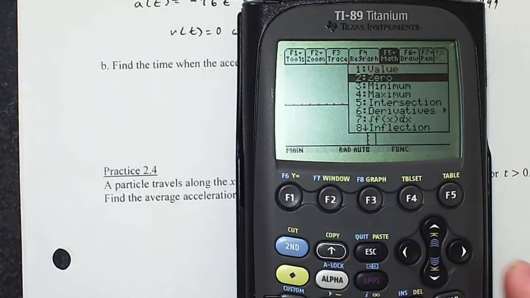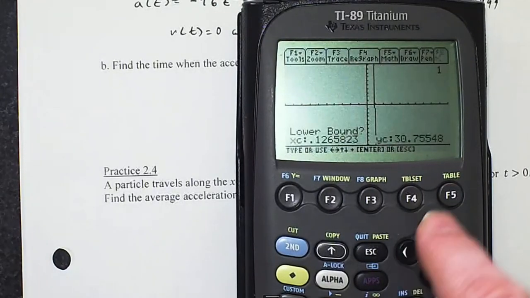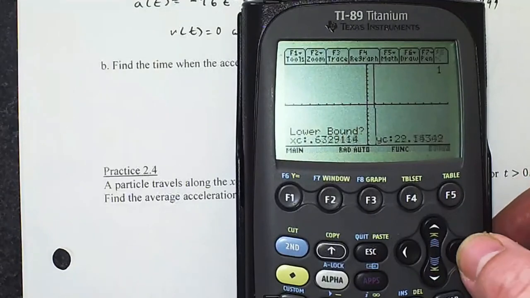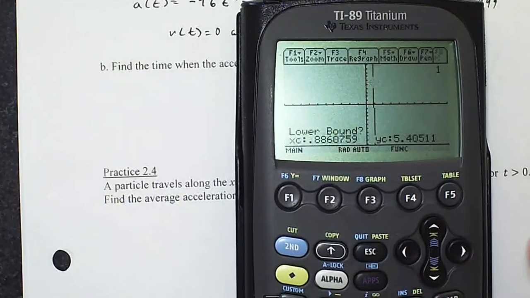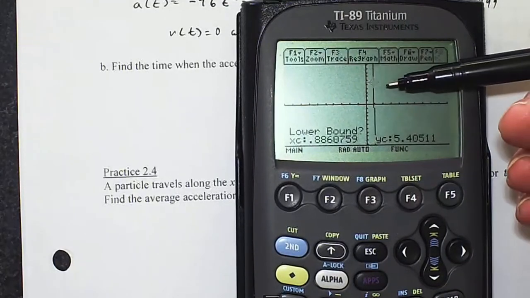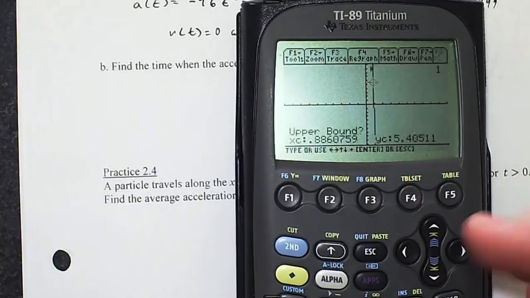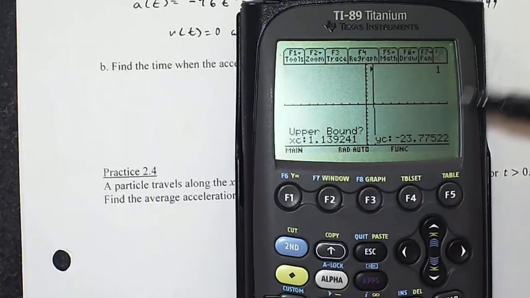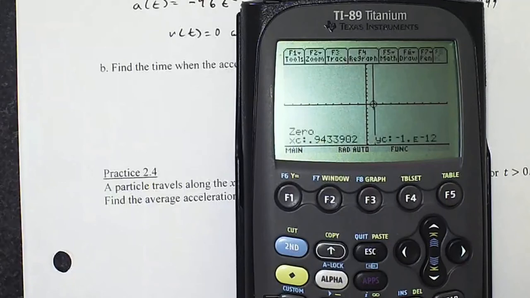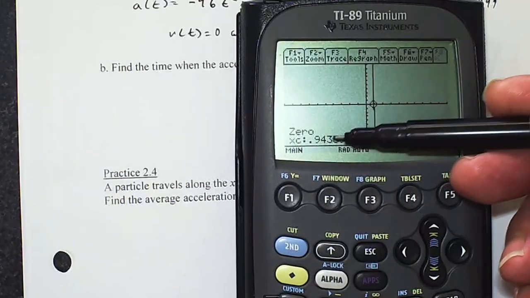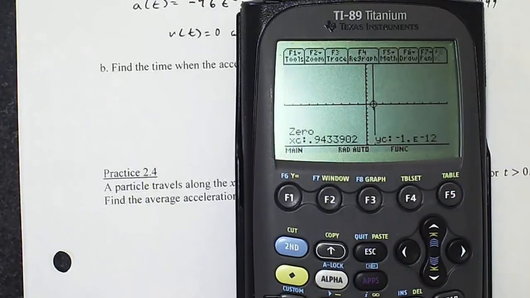F5, math, 0. Okay, so this one's a tough one. You may want to change your bounds a little bit so you can see more of it, but you just got to get that blinking cursor above it, because I'm to the left and I have to press to the right, and I can't even see anymore. But look how the y coordinate's negative, so it's good enough. 0.943. Your y coordinates have to change signs, or else you're not encompassing the 0 in that bound.